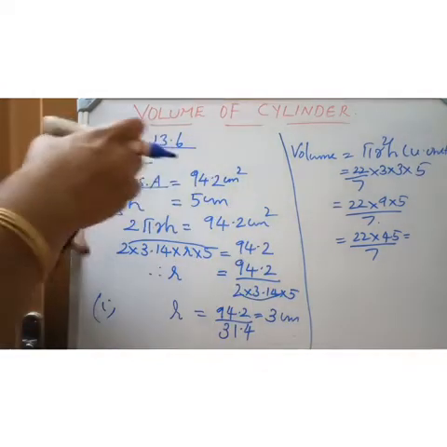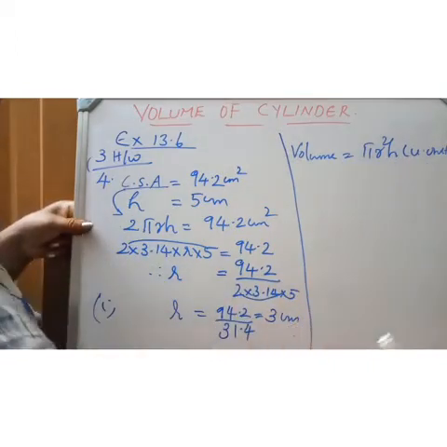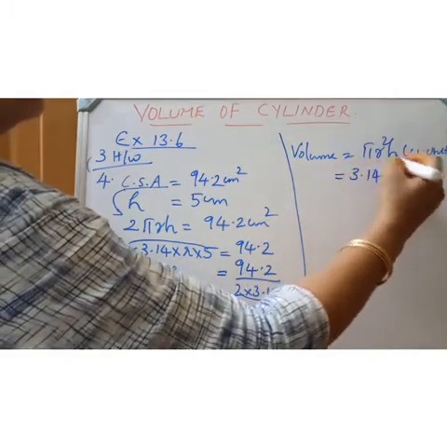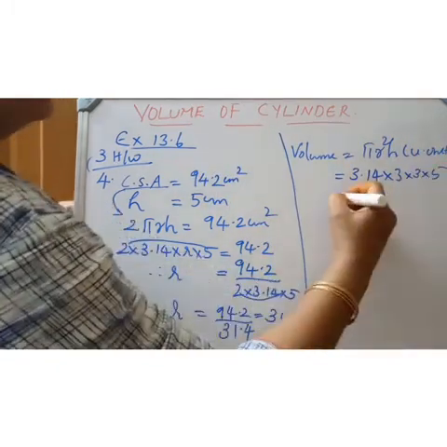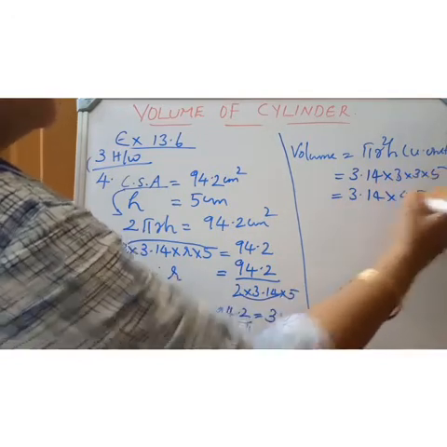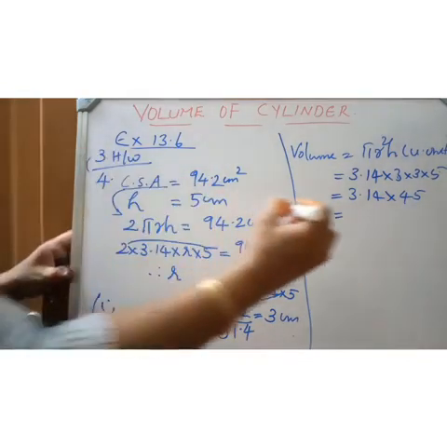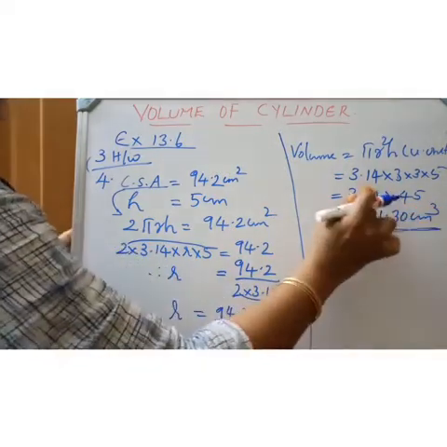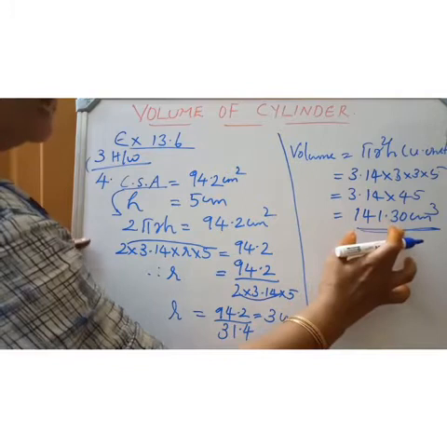Pi value we have to consider as 3.14, children. So we must write 3.14, not 22 by 7, because they have given 3.14 in the question. 3.14 into 3 into 3 into h is 5. Okay. So 3.14 into 3 3s are 9, 9 5s are 45. You will get the final answer as 141.30 centimeter cube. All of you must do the calculation, the multiplication, in the rough column and check whether you are getting 141.30 centimeter cube.